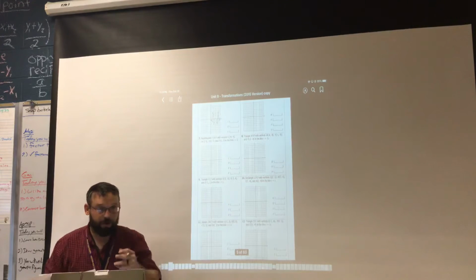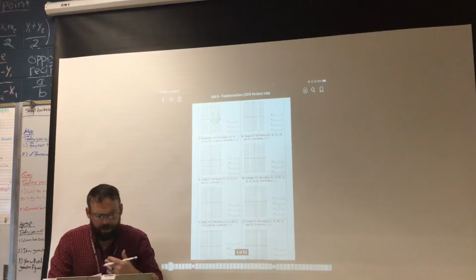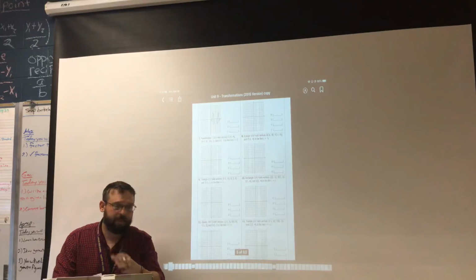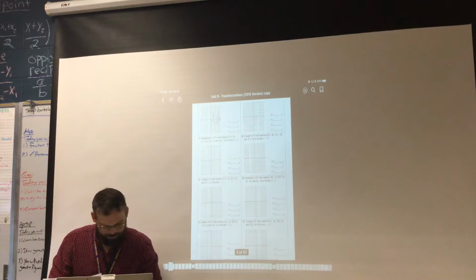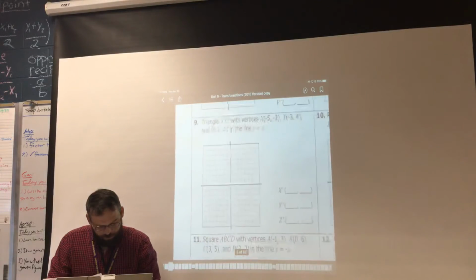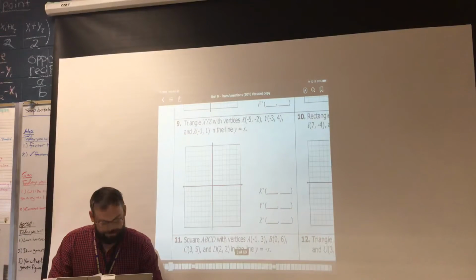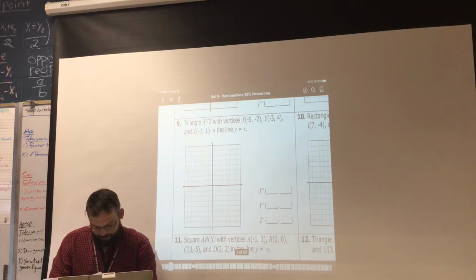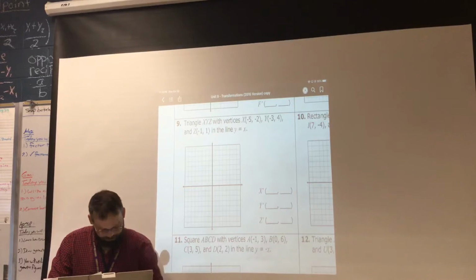Okay, so I'm going to show you two more. I'm going to show you when the line of reflection is the y equals x line and the y equals negative x line. So the y equals x. When I see these, just like I did on the previous one, I go ahead and draw that little dotted line.